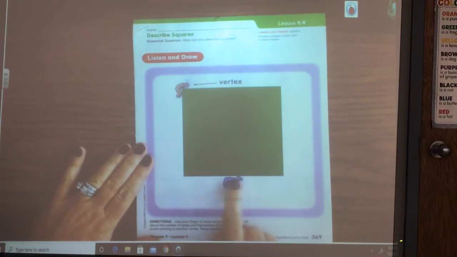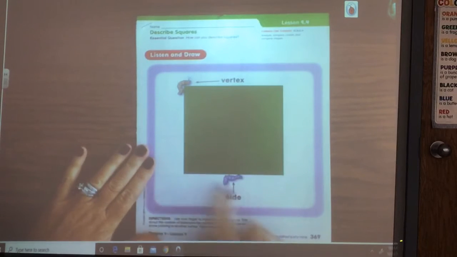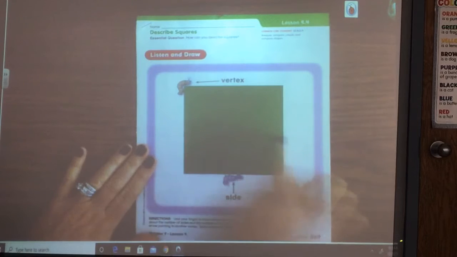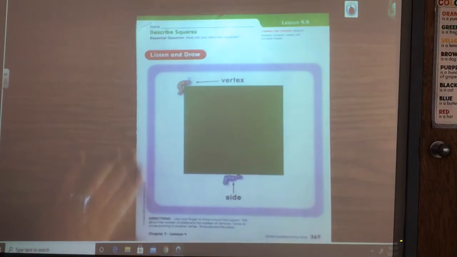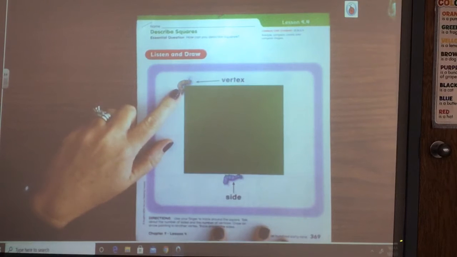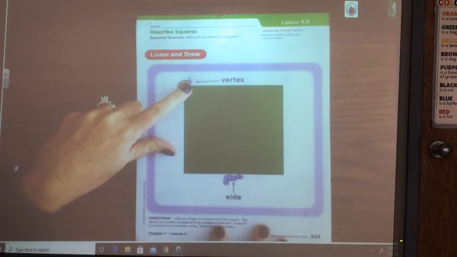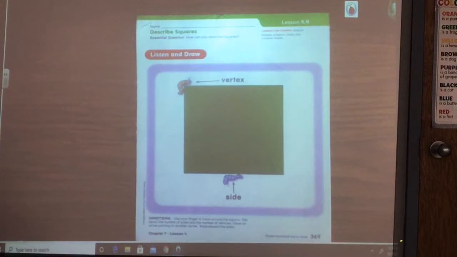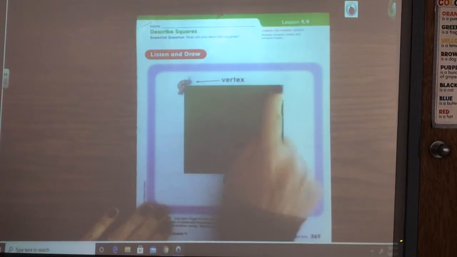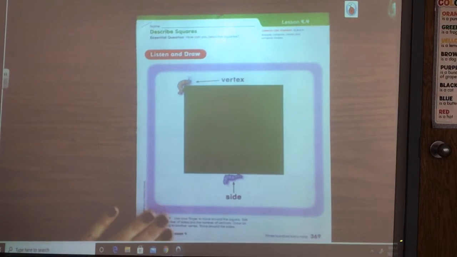If you put your finger right here, where this little gray caterpillar looking animal is, it's showing you this is a side. So we have 1, 2, 3, 4 sides. If you look where this little brown caterpillar is, this is called a vertex. That is a math word or another word for corner. So we have 1, 2, 3, 4 corners or a vertex.